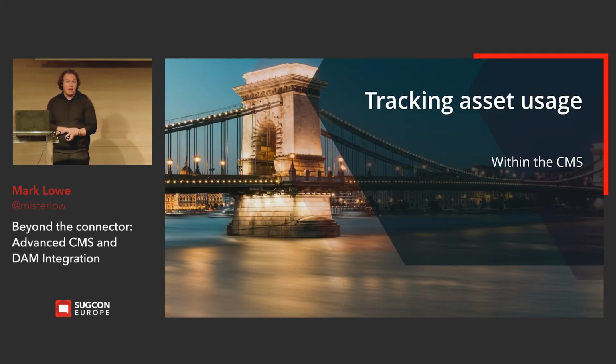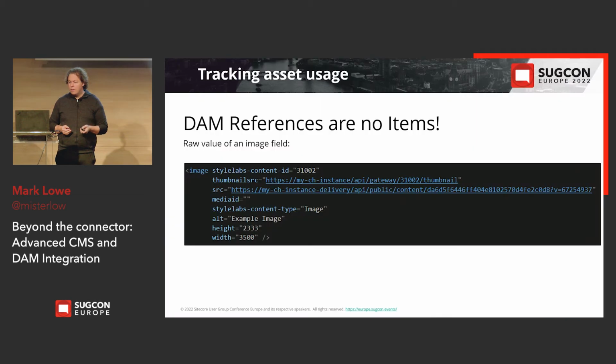So now that we've picked assets from the DAM into our CMS, how can we keep track of them? Let me elaborate why this is an issue. The thing that you have to know is that these DAM references are not items. For those of you who know the classic media library, every asset was tied to an item. So you had the link database. You could just navigate to all referencing pages that referenced this media item.